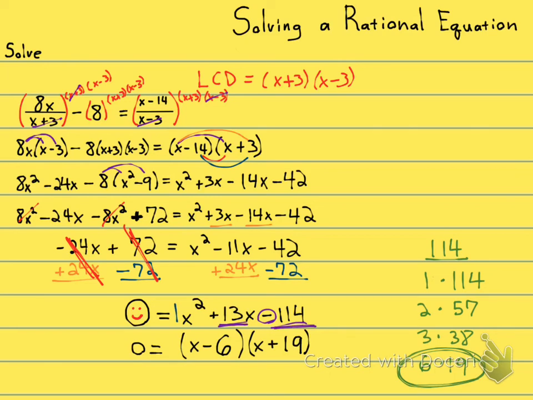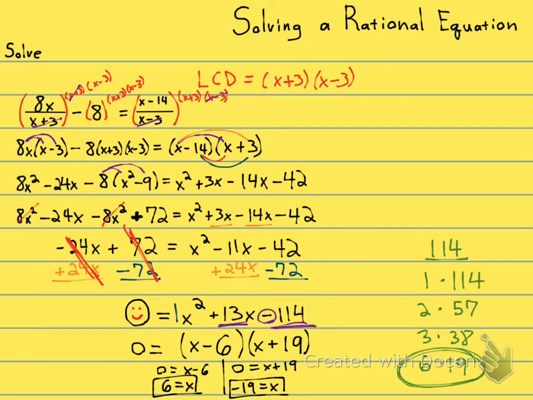I set both of my factors equal to 0, because if this one is 0, the whole thing is 0. And if this one is 0, 0 times anything is 0, so the whole thing's 0. So I'm going to have 0 equals x minus 6, and I'm going to have 0 equals x plus 19. When I solve the one on the left, I add 6 to both sides. I will find out that 6 equals x. When I solve the one on the right, I will subtract 19 from both sides. I will find out that negative 19 equals x. So here are my two possible answers.